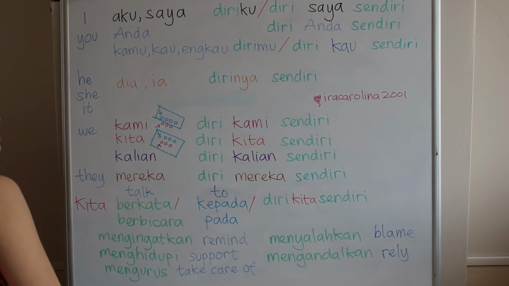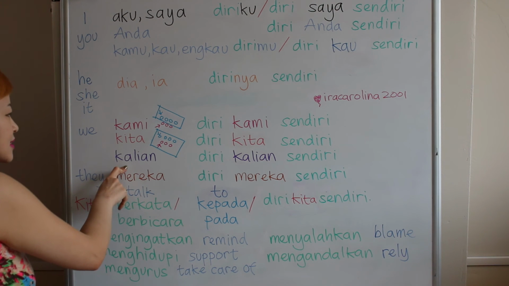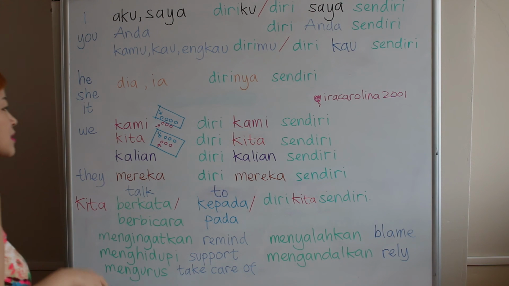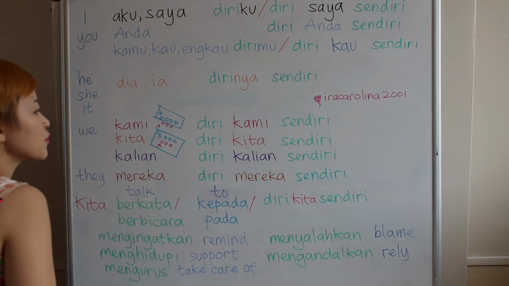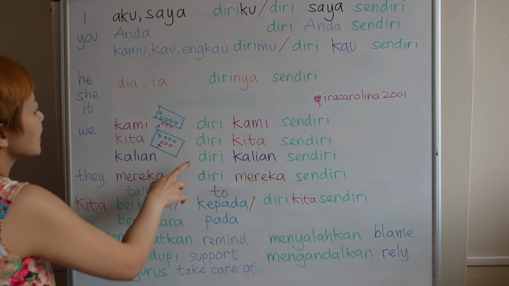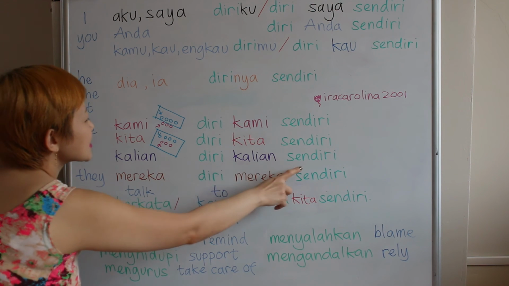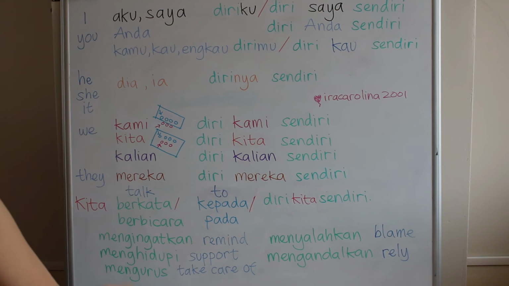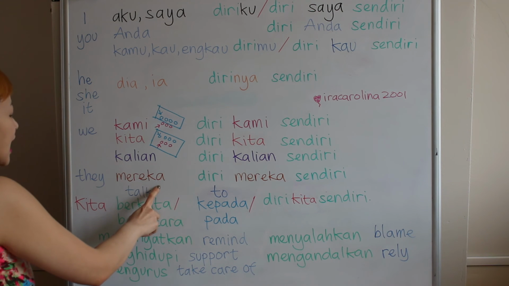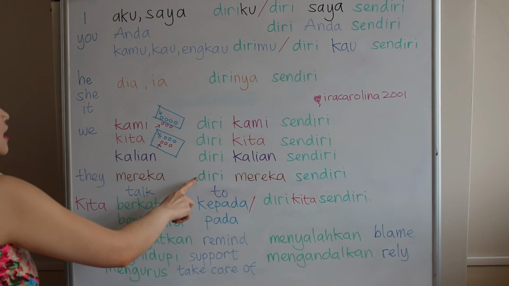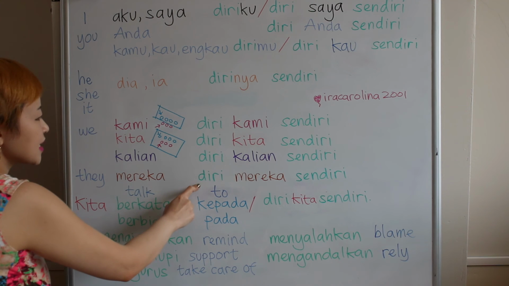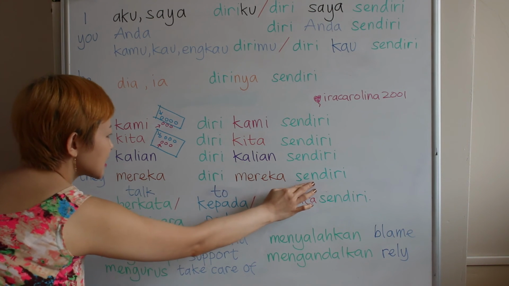You guys is kalian, is more than one person. You guys, you, but more than one person. You guys. Diri kalian sendiri. They, mereka, themselves, diri mereka sendiri.